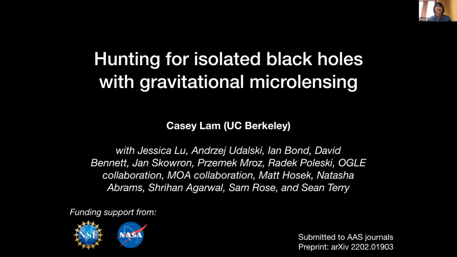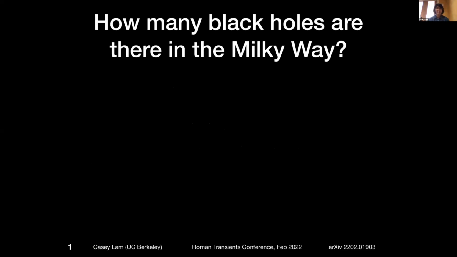So today I'll be talking about finding isolated black holes with gravitational microlensing. Some of the results I'll talk about we just submitted to ApJ for review, and the preliminary results are at this arXiv link. The motivational question we're ultimately trying to answer is: how many black holes are there in the Milky Way?